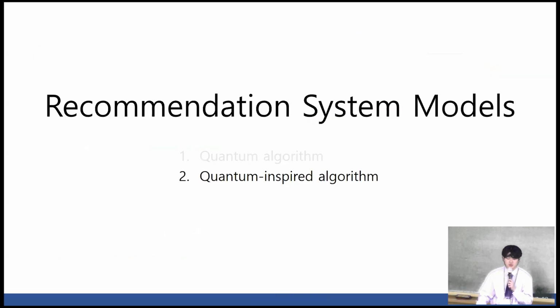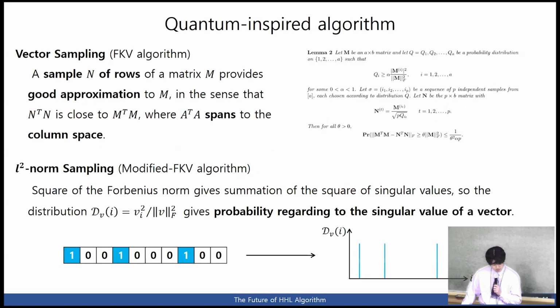Inspired by this, we can think of a quantum-inspired algorithm using classical computers. In a quantum-inspired recommendation system, we introduce methods where we sample data and extract eigenvalues from it, but we do it classically. A quantum-inspired approach uses different sampling instead of complex quantum computation. For example, a KFB algorithm approximates the matrix M by sampling rows to N, such that N transpose N is close to M transpose M, and A transpose N spans the column space.